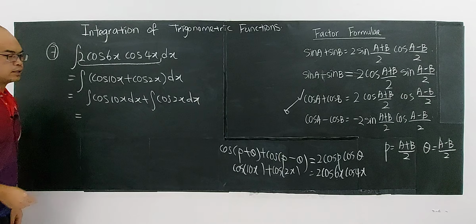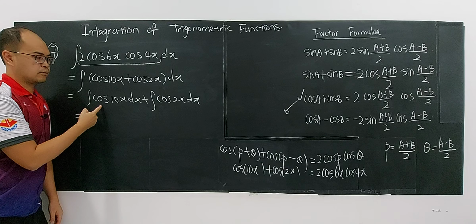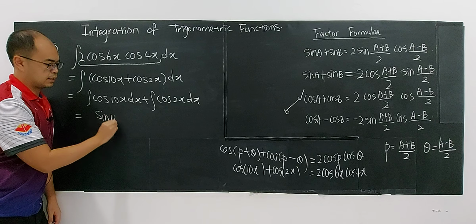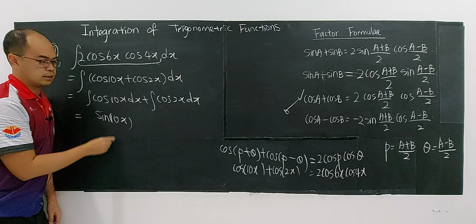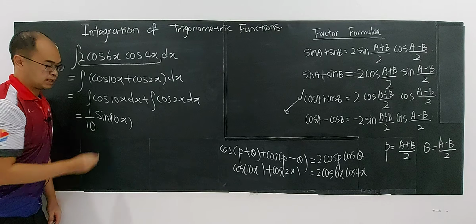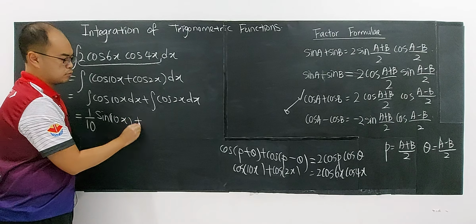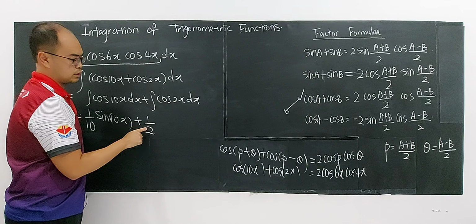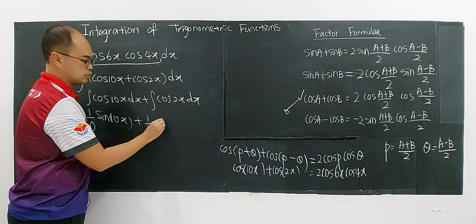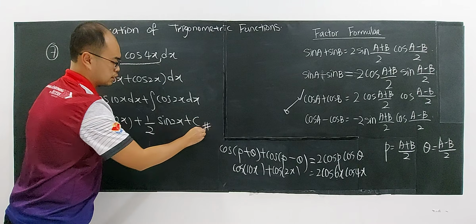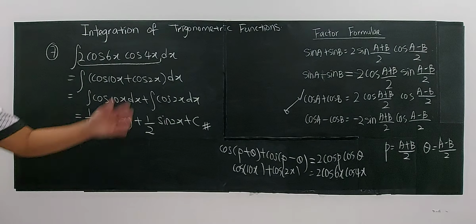Now you can see integrating cos, you're getting sine 10x, right? Don't forget to divide by the coefficient in front of x, which is 1 over 10. And for this case also the same, 1 over 2, right? The coefficient for x is 2, so you're getting 1 over 2. And integrating cos, you're getting sine 2x plus c. As simple as that. You apply factor formula.